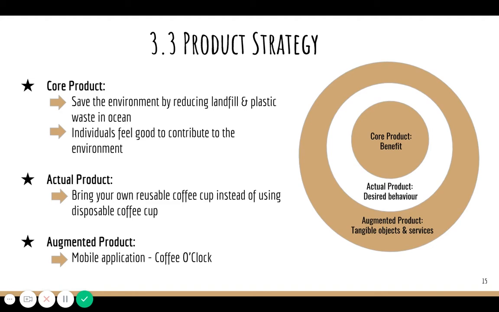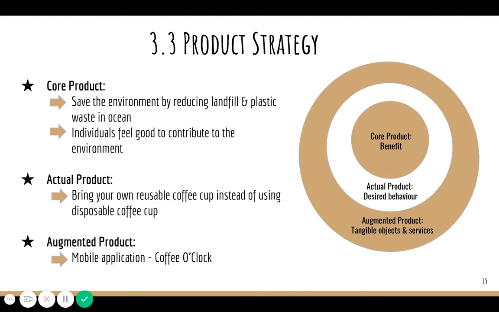Moving on to product strategy, there are core product, actual product, and augmented product. Core product is the benefit and what makes the desired behavior worthwhile. For this intervention plan, the core product is to save the environment by reducing landfill and plastic waste in the ocean, as well as making individuals feel good to contribute to the environment.